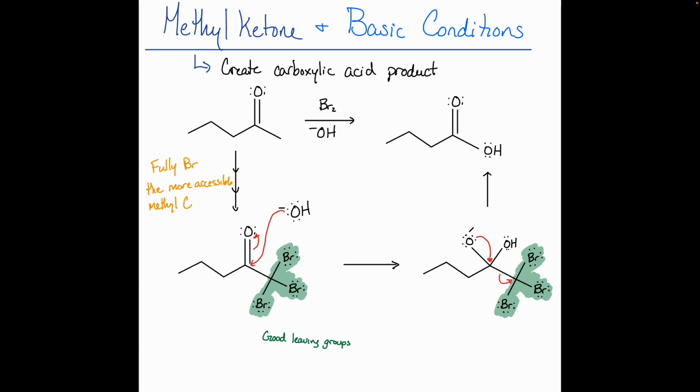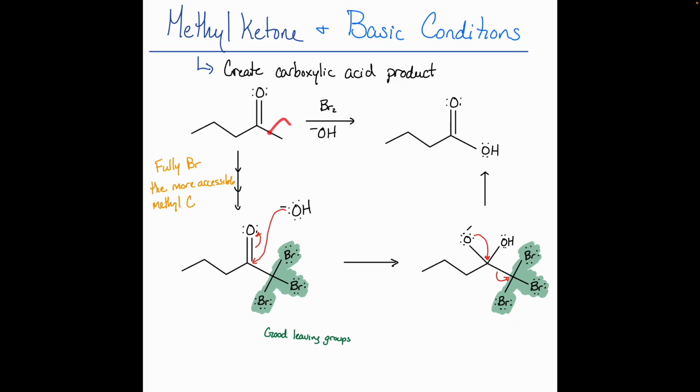Your other alpha carbon here does not get brominated at all because, again, the methyl carbon gets brominated first because it's more accessible. And then as soon as you create this carboxylic acid, this is no longer going to be the acidic site in this molecule. This carboxylic acid hydrogen is, so this is the one that's going to be removed under basic conditions. You won't have any more reaction at that alpha carbon. So instead of getting a brominated alpha carbon, you create a carboxylic acid.